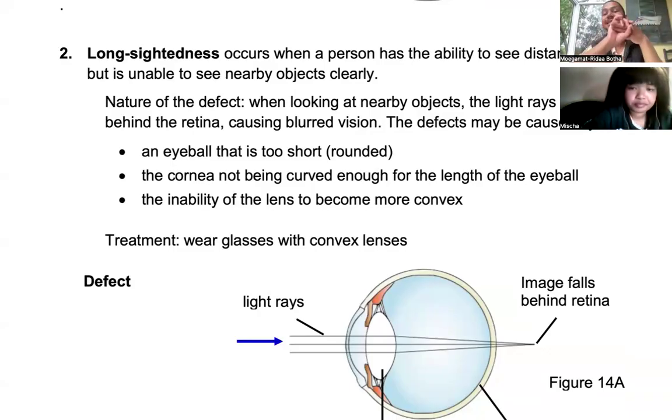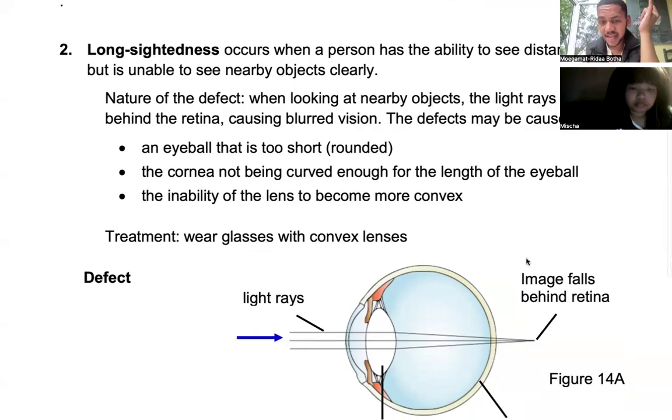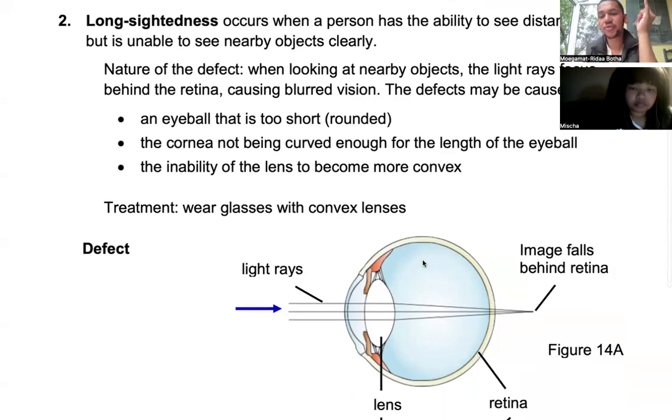There are three mechanisms which cause long-sightedness. Number one, the eyeball is too short. If you have a short eyeball, the image is going to fall behind the retina. Number two, the cornea is not curved enough for the length of the eyeball. And number three, the inability of the lens to become more convex. All of these three things can cause the image to form behind the retina.